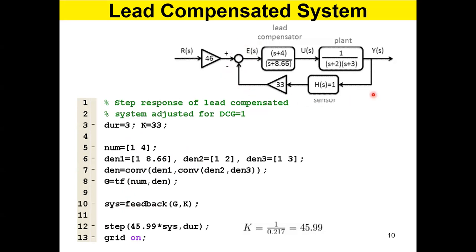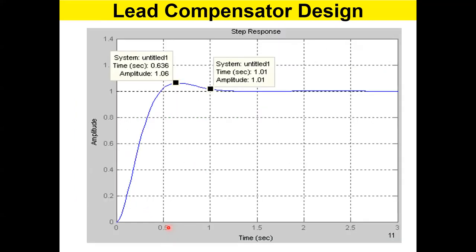And now you know the feedback loop is only up to this point. This gain is not part of the feedback loop. So you need to multiply with 45.99 the feedback system, and then simulate it for a duration of 3 seconds. Okay, and put the grid on. Then you will see this. This is the step response. You can see it goes like this. There's an overshoot and then it settles down. Now check your peak, it is actually 1.06. It's a 6% overshoot, not 4%, but 6%.